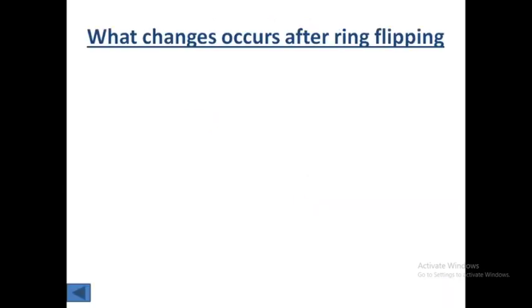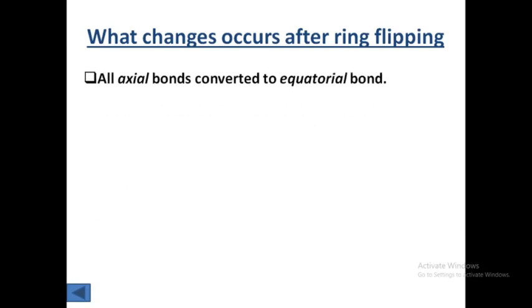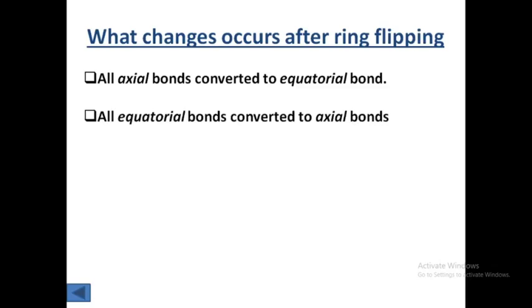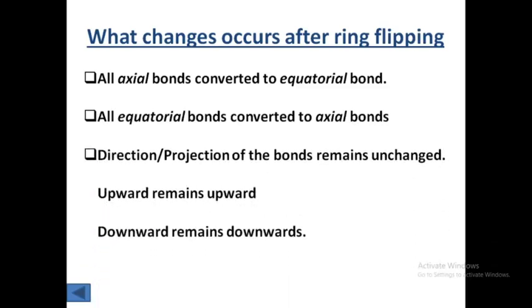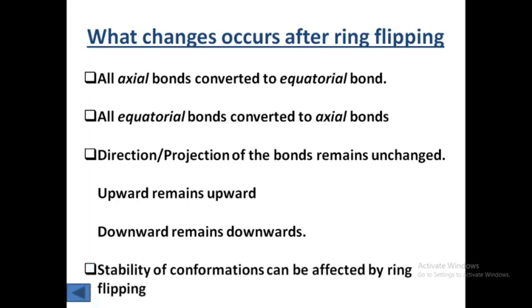So let's take a recap of what changes occur after ring flipping. First, all axial bonds are converted into equatorial bonds, all equatorial bonds are converted into axial bonds, and the direction or projection of the bonds remains unchanged. Upward remains upward, downward remains downward. And one more thing about ring flipping is how it affects the stability of the conformation.